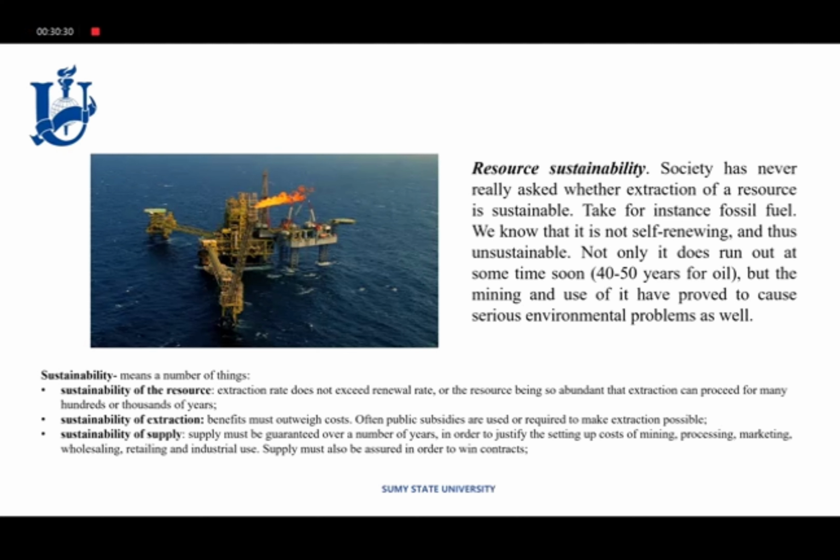Sustainability of extraction: benefits must outweigh cost. Often public subsidies are used or required to make extraction possible. Sustainability of supply: supply must be guaranteed over a number of years in order to justify the start-up cost of mining, processing, marketing, wholesale selling, retailing, and industrial use. Supply must also be assured in order to fulfill contracts.